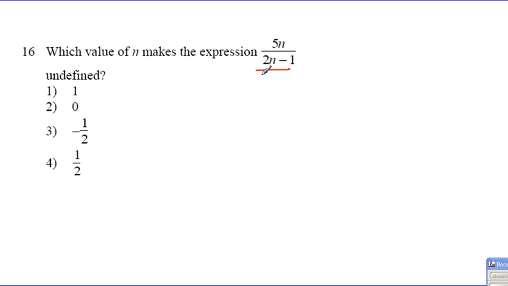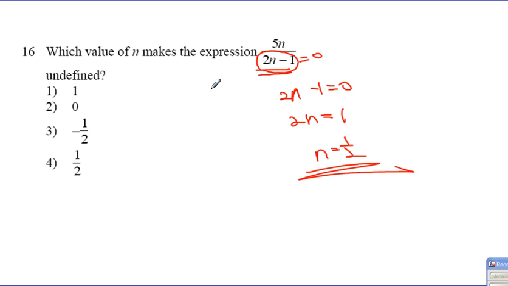Alright, how can you have this one not being defined? When the denominator is equal to 0. So here 2n minus 1 equals 0, that means 2n must be equal to 1, where n equals 1/2. So that becomes our answer.